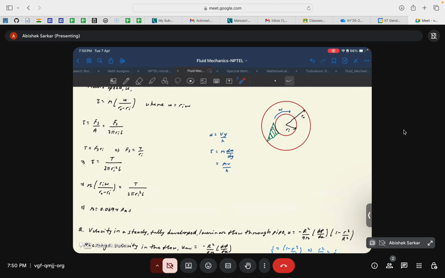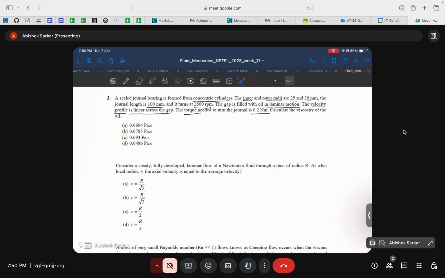Then you will get the final answer, where you need to be careful that omega is in terms of RPM. You need to convert it into rounds per second. So just do that carefully. From that we will have mu as 0.00694 Pascal second. So that's how you obtain it. So the answer would be option A.